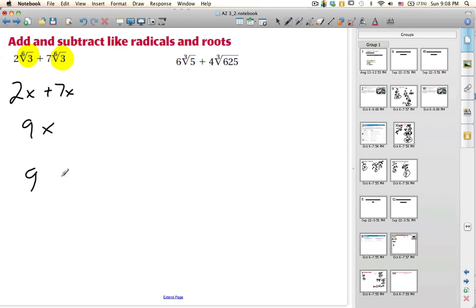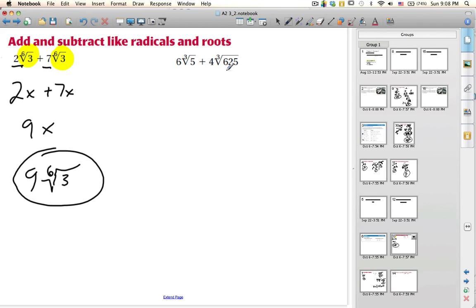So this would really be just 9 times the sixth root of 3. What's easiest to think about is I had 2 of them plus 7 of them. That's going to equal 9 of them. But remember, you can only do this if the radicals are identical. So what would I do in this case? The radicals are not identical.